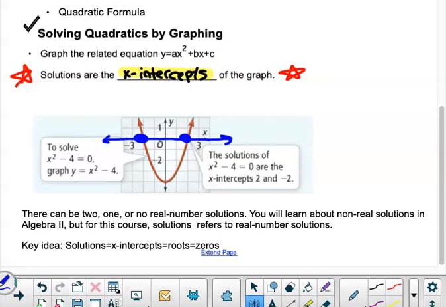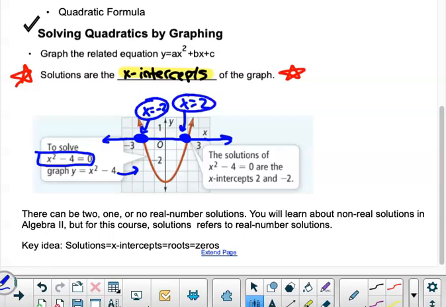So for this graph that I'm looking at, the equation is here, x squared minus 4 equals 0. This is the graph of x squared minus 4 equals 0 right here. If you look at where the graph is crossing the blue line, the x-axis, these are the x-intercepts. So this is x equals -2, and this is x equals 2. Well, what's happening right there? These are the solutions. These are going to be like our answers.